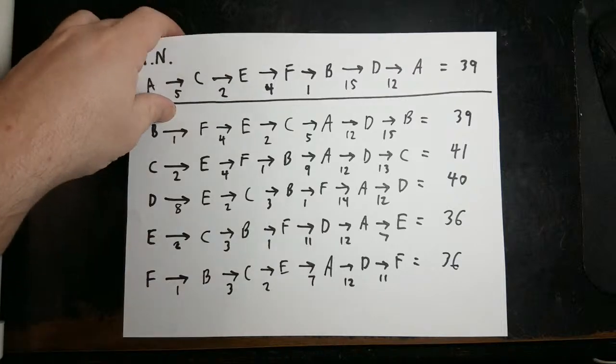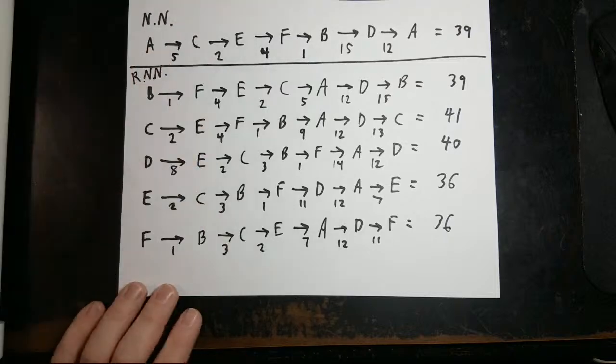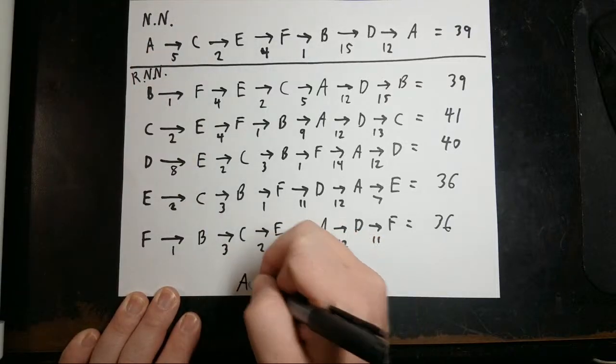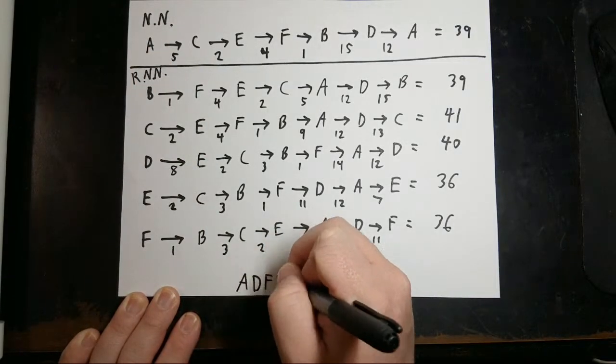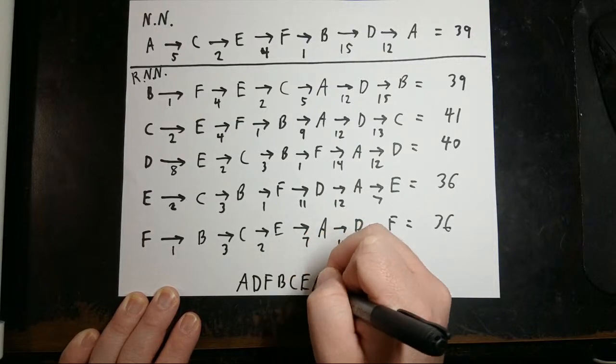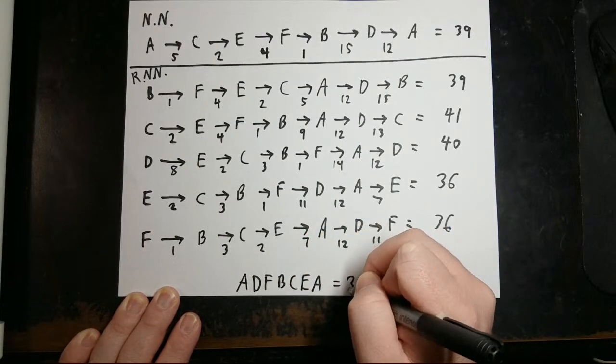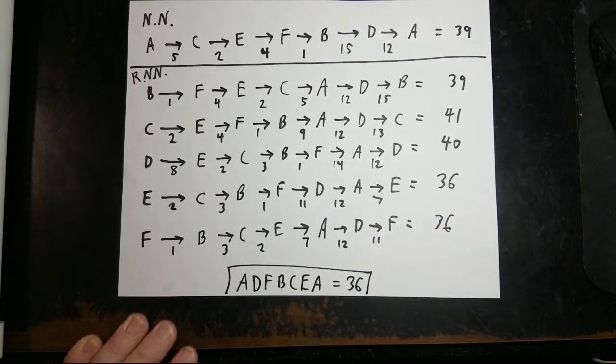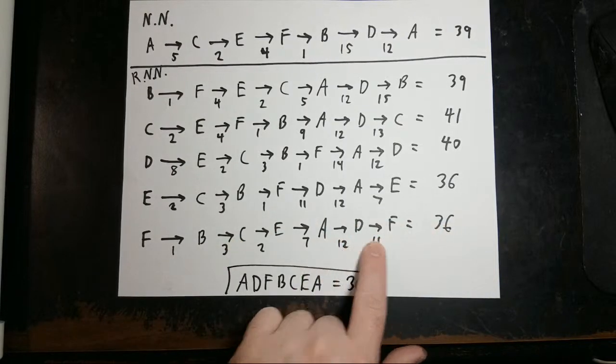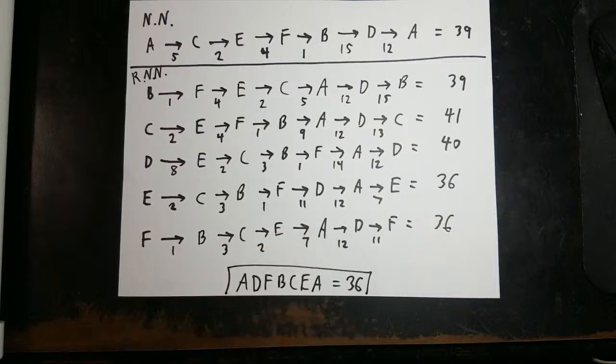Now we have to reroute it in order to get back to A first. So this would be A, D, F, B, C, E, A. That would be an optimal route at 36. We'd have to reroute it. Again, I just go A, D, F, B, C, E, A. Interesting.